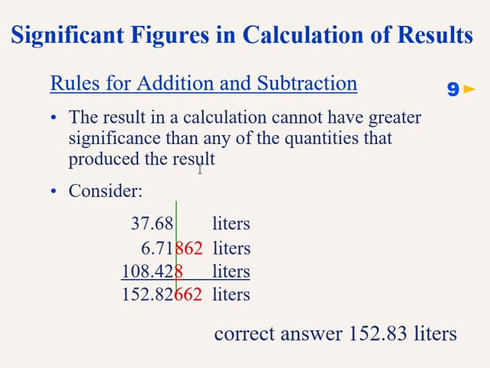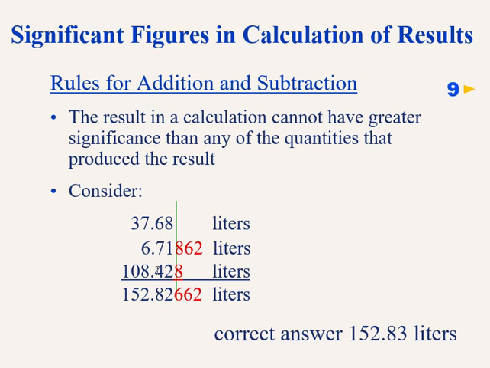So the rule here is that the final answer cannot have greater significance than any of the quantities that produce the result. Well, what it means basically is that in your final answer, the total number of digits you have after the decimal point here cannot be greater than the value with the least number of digits after the decimal point.